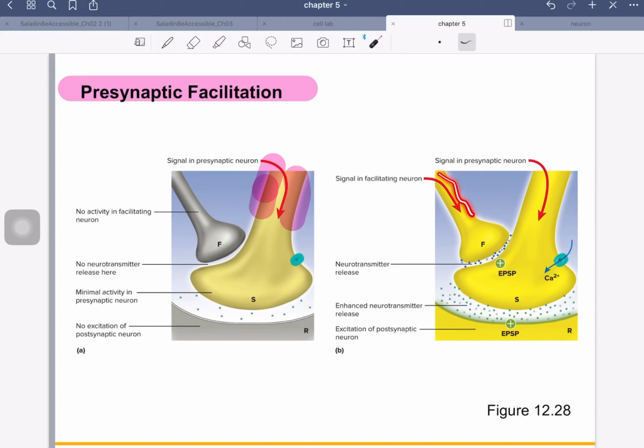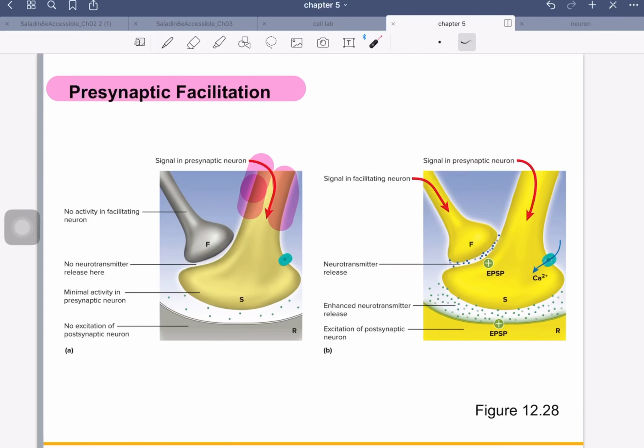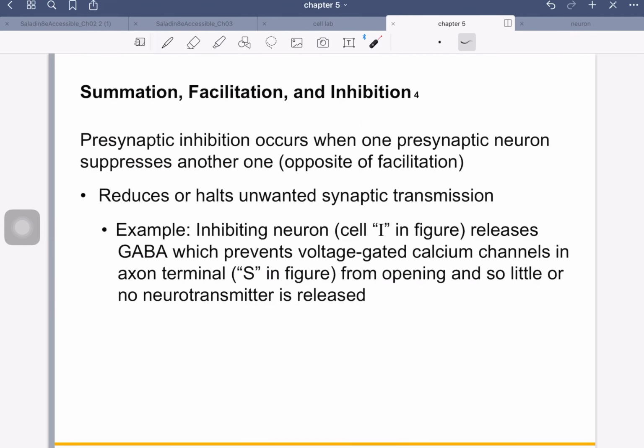So if this one fires, what happens is a neurotransmitter is released, and the neurotransmitter comes into here, and it has a biological effect, which makes it much more likely that neurotransmitters will be released. So I get an enhanced release of neurotransmitters. And if I have extra neurotransmitters released here, then I'm more likely to have a postsynaptic effect. Now, so that was sort of encouraging a neuron to fire, or to fire more, or to fire less.